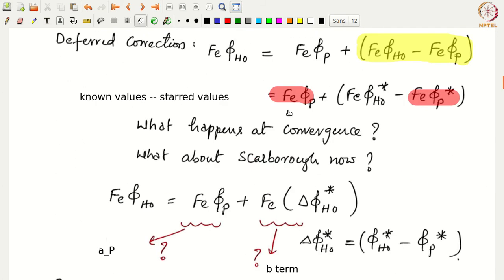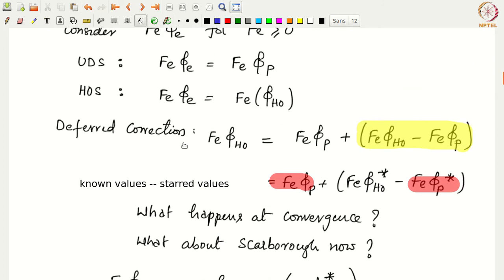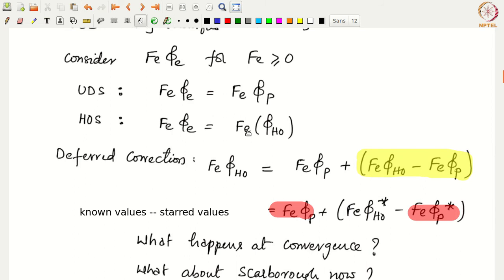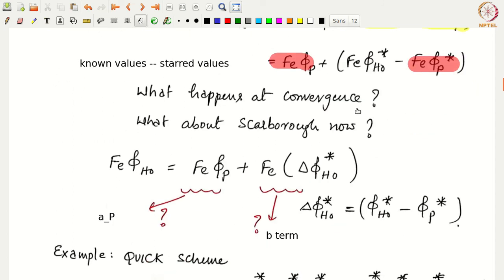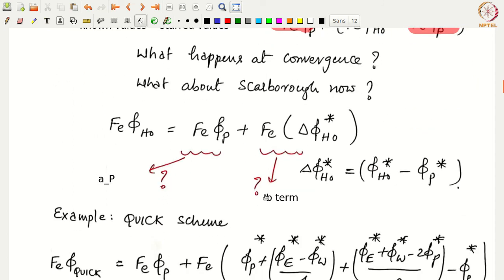But in our particular course, we will use this deferred correction approach because it is much simpler, and also you can write a code for, let's say, the upwind difference scheme and make any other scheme work as well in a very simplified way, because all you have to change is basically the B term, right? Once you change that, you essentially are doing a higher order differencing.